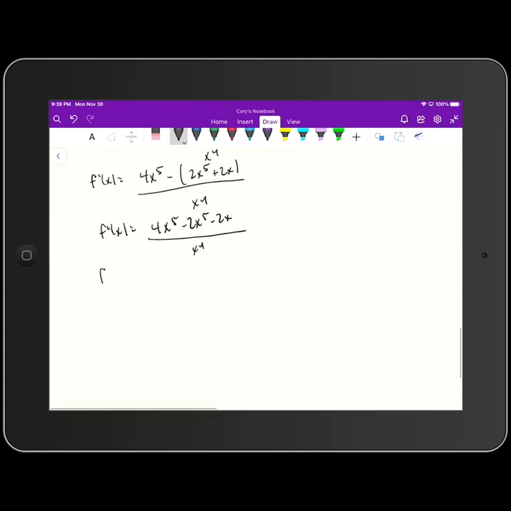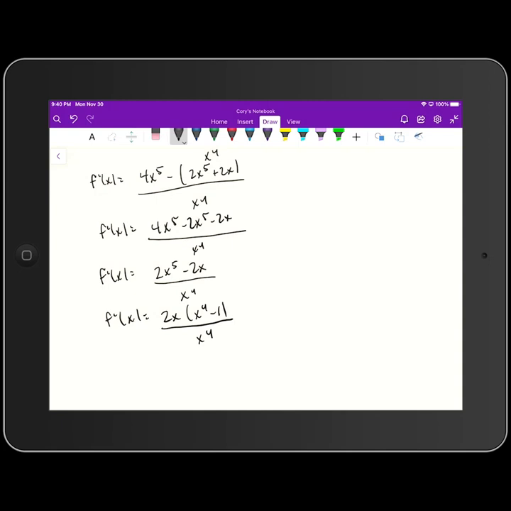Okay, so when I combine like terms in the numerator, the 4x to the fifth minus 2x to the fifth is going to make 2x to the fifth minus 2x all over x to the fourth. And then I can go ahead and factor a 2x out of the numerator, which leaves me with x to the fourth power minus 1 all over x to the fourth.